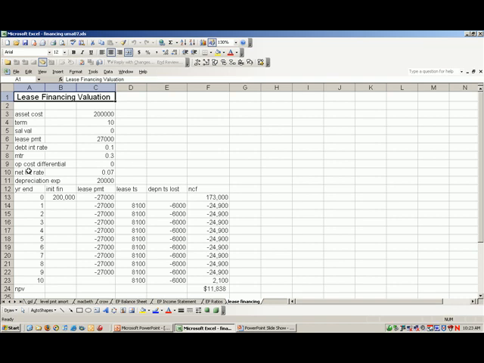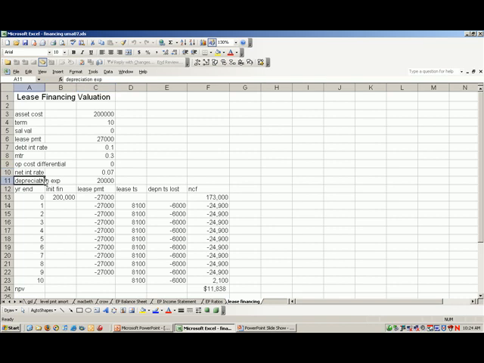So next, I calculate the net interest rate on debt, which is 7%. I calculated that 7% by taking the debt interest rate times 1 minus the marginal tax rate. So we have an alternative financing source that the firm could use that's associated with a 7% net interest rate.